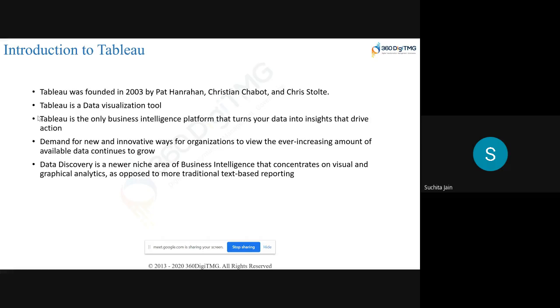Data discovery is a newer niche area of business intelligence that concentrates on visual and graphical analytics as opposed to more traditional text-based reporting. So this is a slightly newer concept from a business intelligence perspective, but a very effective way compared to traditional text-based reporting. So that's a bit of introduction about Tableau. Always remember that it's a business intelligence tool, platform, or software.